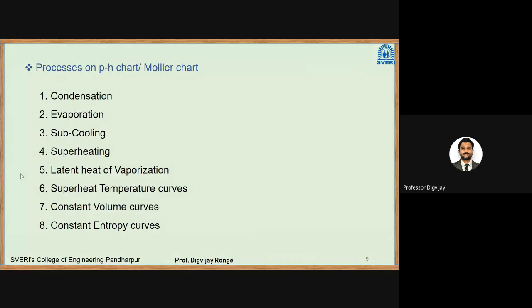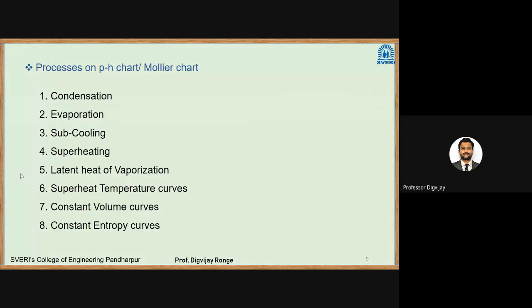Okay, so we'll see the processes on the pH chart, or the Mollier chart. First is condensation. As you know, that is when vapor is converted into liquid. Second is evaporation, when liquid is converted into vapor. Third is subcooling. If we cool the saturated liquid, its temperature is reduced. That process is called subcooling. Superheating means if I increase the temperature of saturated vapor. Latent heat of vaporization: if you are converting saturated liquid into saturated vapor, you will need latent heat of vaporization. Sixth is superheat temperature curves.